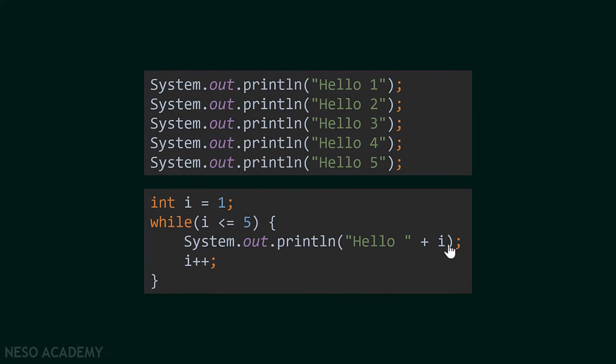Now when i is equal to 5 we're going to increment it, right? So it will be equal to 6. Now 6 less than or equal to 5 is false. This condition is no longer true, so we will stop executing the loop. So as I said, just take that general idea.